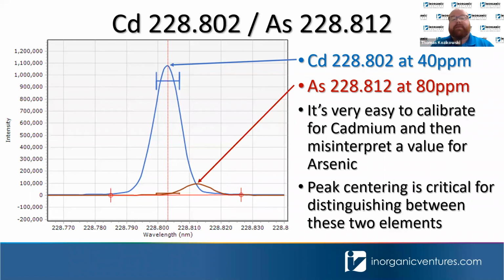So if we split these apart, we'd be able to get data for a blend that might not have cadmium in it, but has arsenic in it. We'd be able to actually use the 228 line, whereas before it was basically cadmium. Good luck ever trying to see the arsenic because it just wipes it out completely. And in this case, they're not even at equal values. So I have cadmium at 40 ppm and it's a huge peak. Arsenic's at 80 and it's quite small.